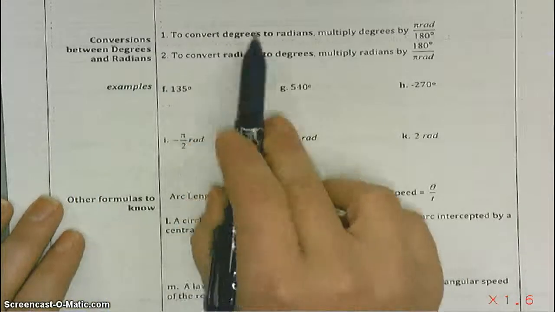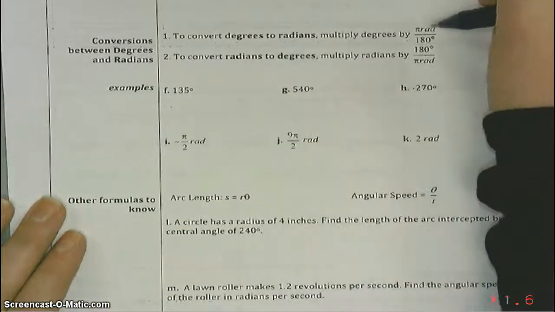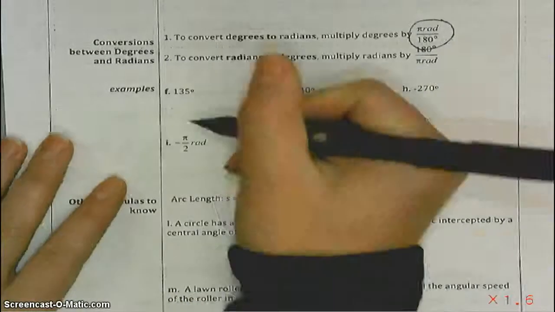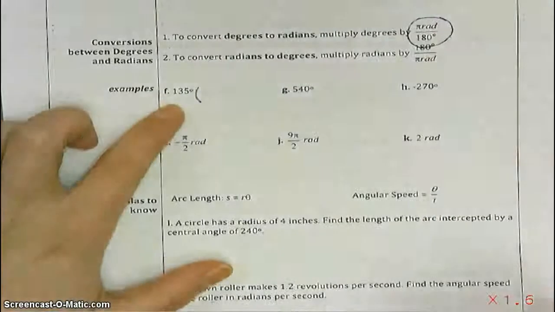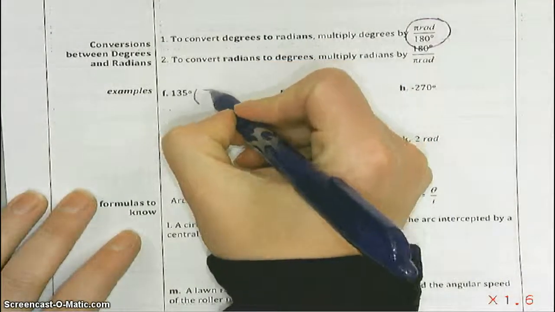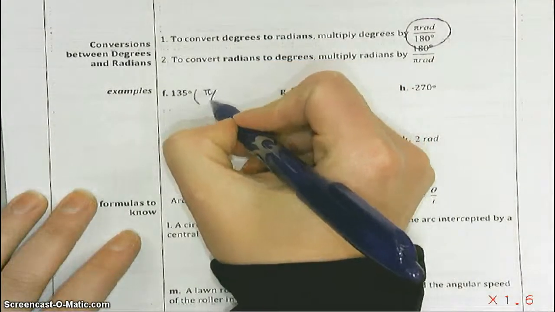If you have degrees and you're going to radians, you're going to multiply by pi over 180. An example of this would be if I want to change this 135 degrees to radians, I'm going to multiply by pi over 180.